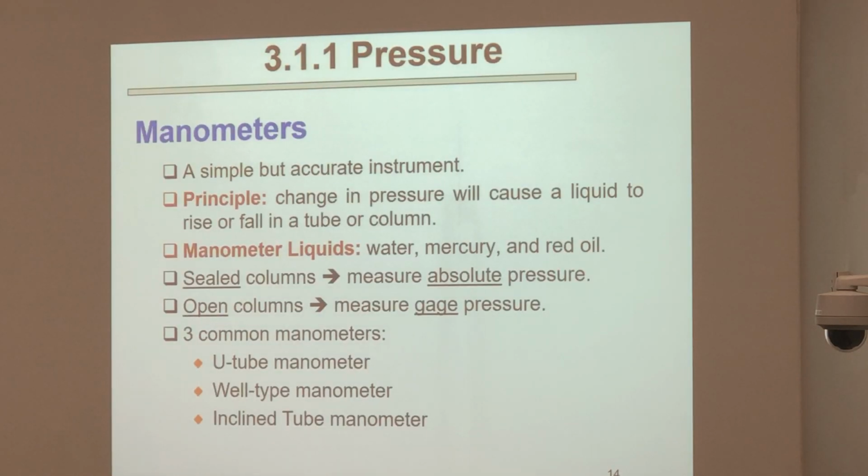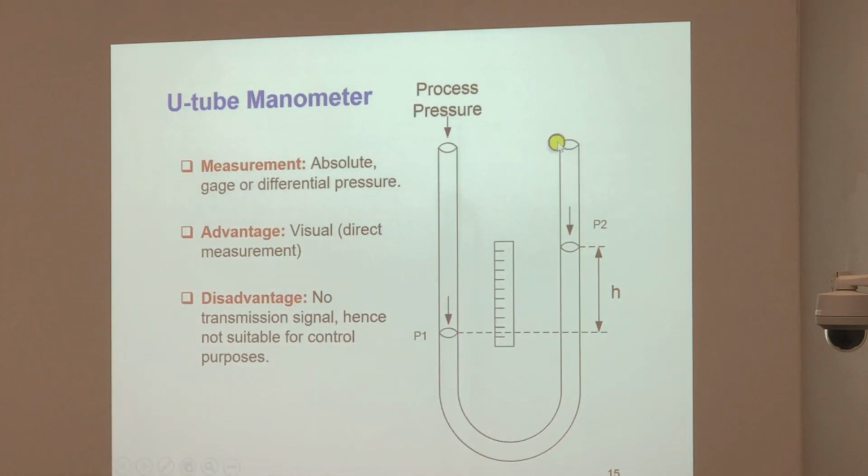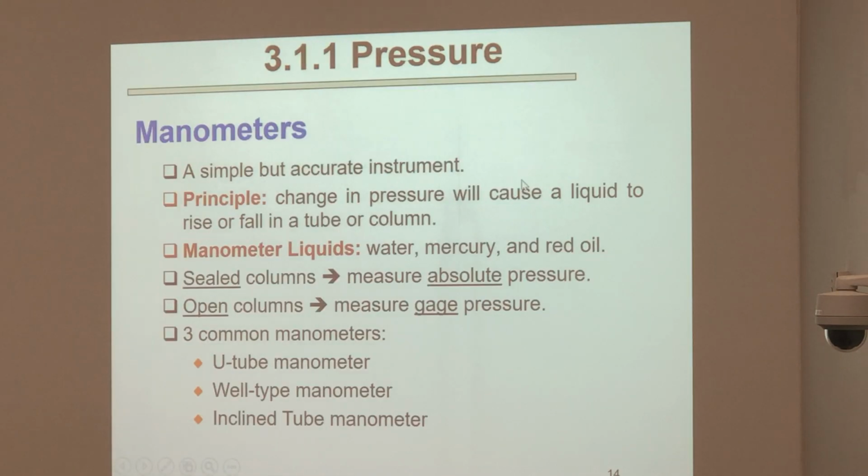So if you look at this one, before I go to the working principle, I want you to look at this. What is a sealed column? What is an open column? If the tube here is sealed and this side is vacuum, what you measure is absolute pressure. If the other side is an open column, what you measure is gauge pressure. Can you all still remember the difference between absolute and gauge pressure? Which one is bigger? Absolute, right? Because absolute, you add the atmospheric pressure also.